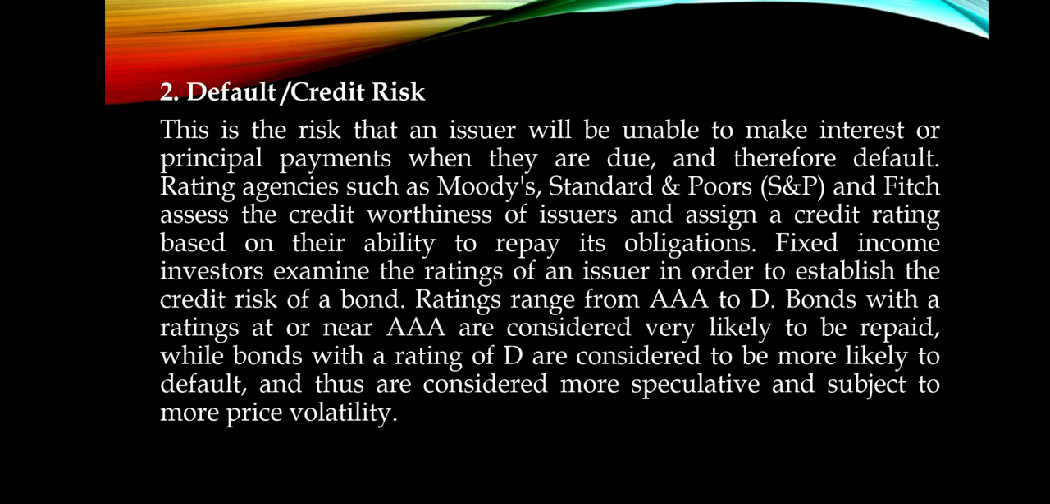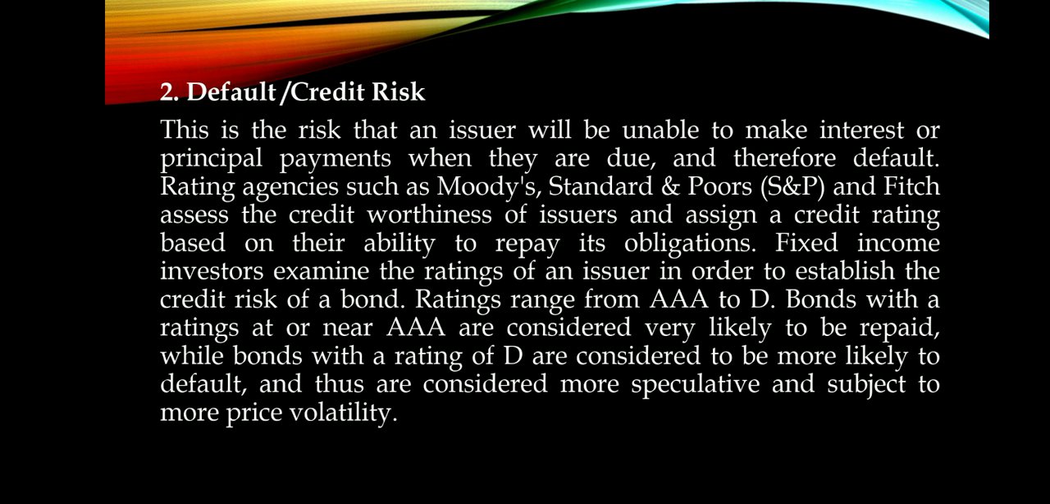Default risk or credit risk. This is the risk that an issuer will be unable to make interest or principal payments when they are due and therefore default. Rating agencies such as Moody's, Standard and Poor's and Fitch assess the creditworthiness of issuers and assign a credit rating based on their ability to repay their obligations. Fixed income investors examine the ratings of an issuer in order to establish the credit risk of the bond. Ratings range from AAA to D.